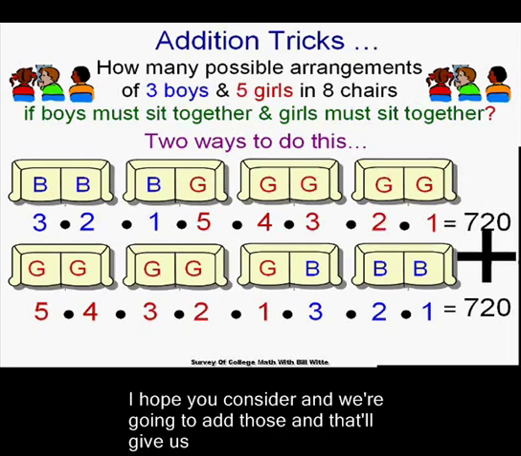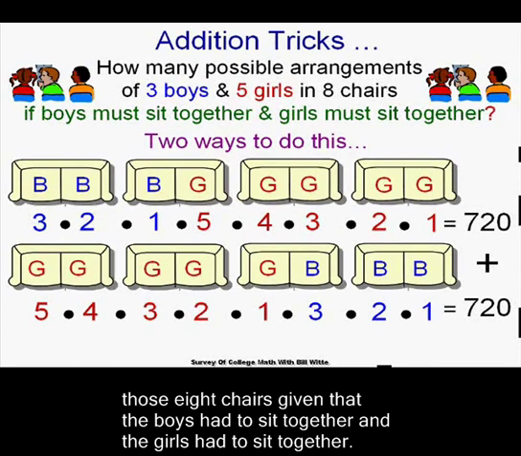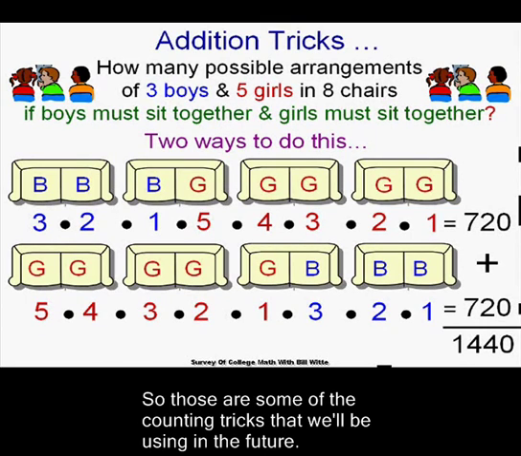We're going to add those, and that'll give us the total number of possible arrangements you can put 3 boys and 5 girls into those 8 chairs, given that the boys have to sit together and the girls have to sit together. So those are some of the counting tricks that we'll be using in the future.